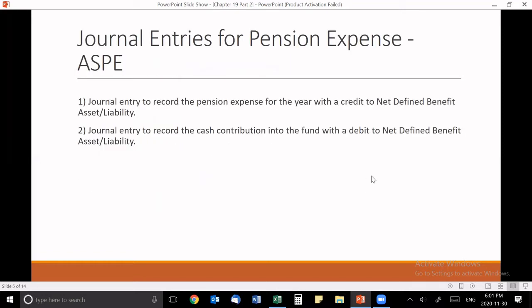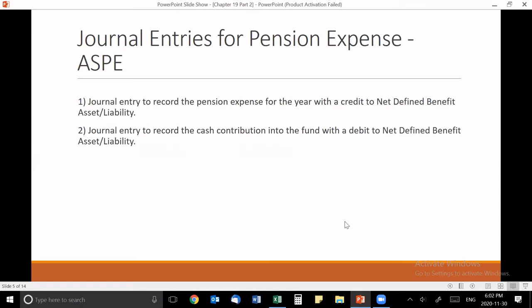Before we do that, let me just quickly explain the journal entry again. So after you figure out your pension expense for the year, you do one journal entry to record pension expense. So debit pension expense, credit net defined benefit asset or liability. And the second journal entry you do is to record the cash contribution. So you debit net defined benefit asset or liability, and then credit the cash on how much cash is being contributed into the fund.